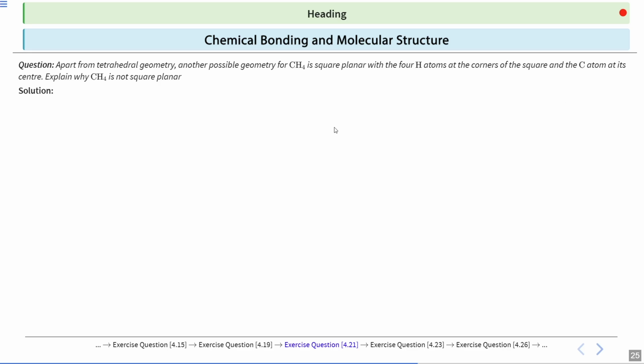So CH4 is not square planar. The reason is not the absence of a lone pair. That is not correct, because the reason lies behind the inclusion of d orbitals, or I would say the hybridization. So you must remember what the hybridization is for the square planar shape, and you will get your answer from there.